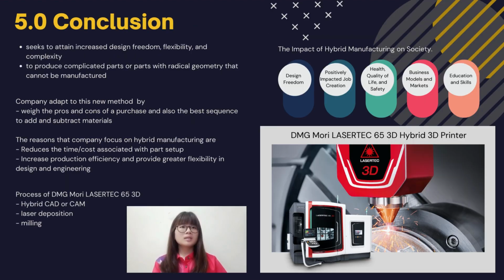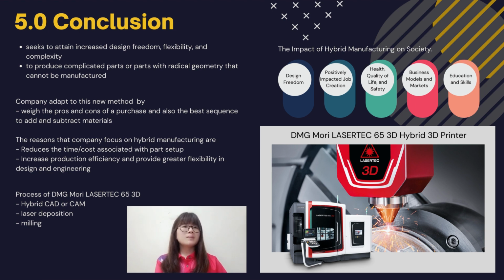In conclusion, the product that we chose is the DMG Mori Lasertec 65 3D hybrid 3D printer. Hybrid manufacturing seeks to attain increased design freedom, flexibility, and complexity. They also produce complicated parts with radical geometry that cannot be manufactured otherwise. Companies can adapt to this new method by weighing the pros and cons of a purchase and also the best sequence to add and subtract materials.